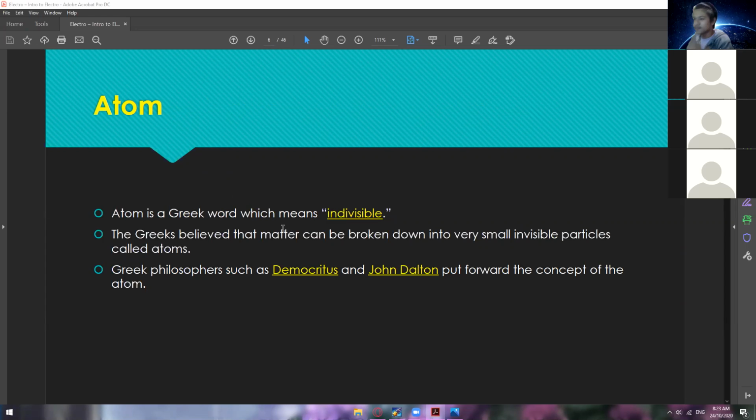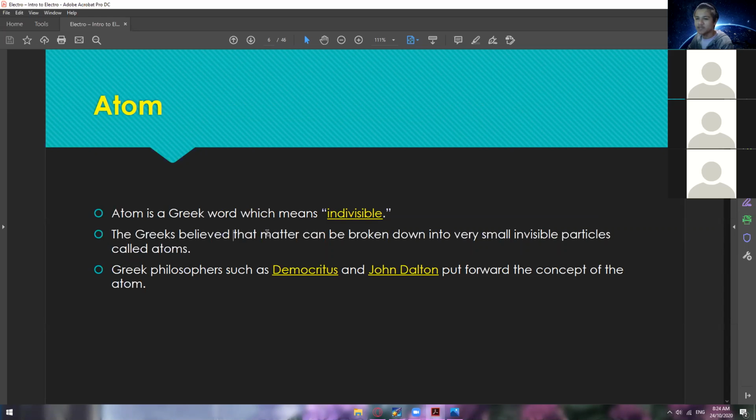I don't know, in other universes or in other spaces, maybe there's a smaller particle that we haven't discovered yet. So the Greeks believed that matter can be broken down into very small, invisible particles called atoms. Okay, and those Greek philosophers are Democritus and then John Dalton. So they're the ones who put forward the concept of the atom.